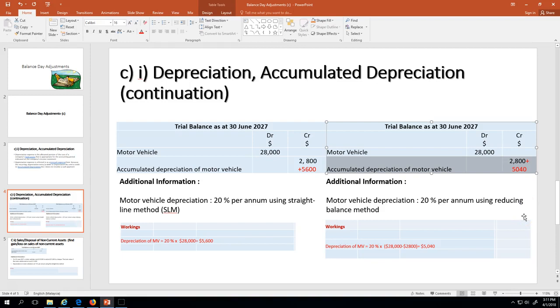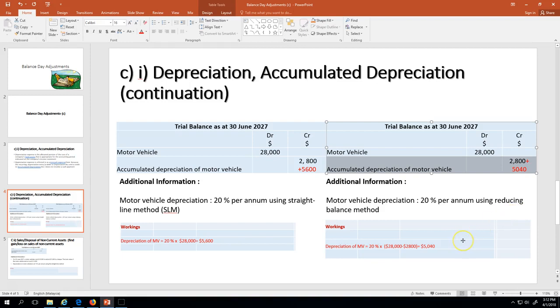And if you have noticed, from Part A to Part C, balance day adjustment is always additional information. If you always see this, you have to count and update. And that's what you do in the test, in the exam, in the exercises in your textbook. That's how you do it.